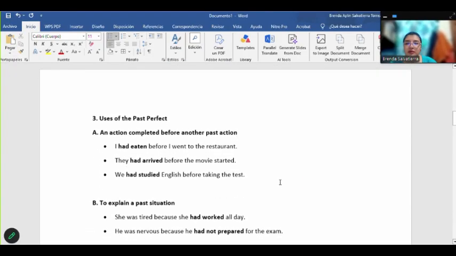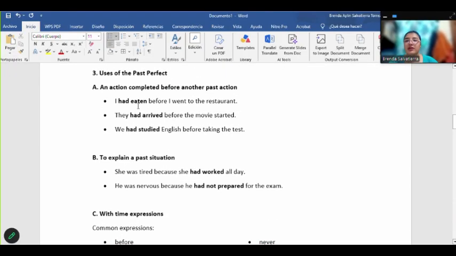Okay, uses of the past perfect. An action completed before another past action. Okay, that's what we were talking about. I had eaten before I went to the restaurant. They had arrived before the movie started. We had studied English before taking the test.